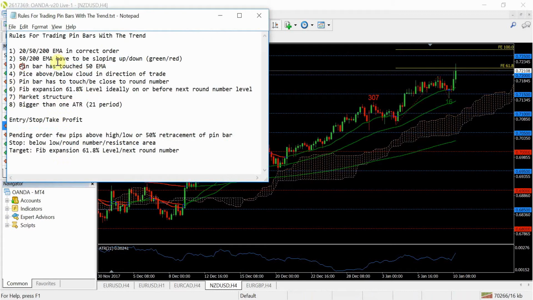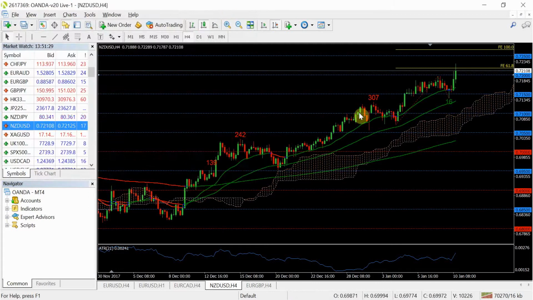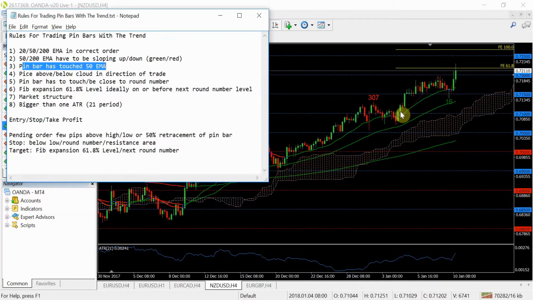The next rule is whether the pin bar has touched the 50 EMA. I'm still flirting around with this rule. The pin bar has not touched the 50 EMA, however it's not that far away from it. For me, it wouldn't have been a deal breaker at this point. It would have been perfect if it had, because then it gives you a resistance zone, and as price is closer to the 50, you're probably getting better value, getting in at a cheaper price.